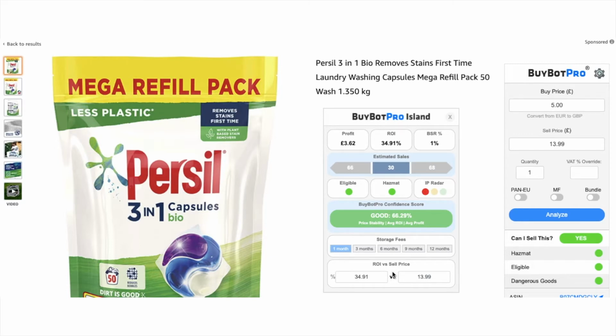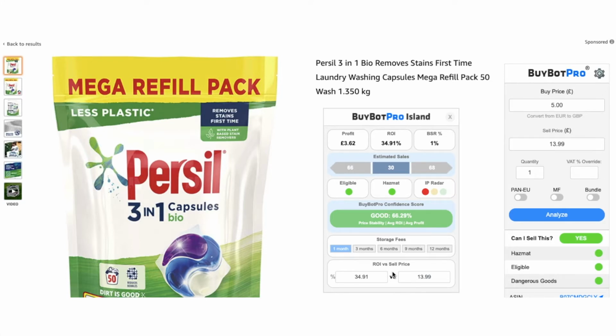So let's begin. I've chosen Persil as a good example today for this video because I know that Persil, looking at the IP radar in the past from BuyBotPro, I know for a fact that they are a restricted brand. So anyone that sells these products should be wary that Persil do protect their brand, and if and when they see you on their listings, they will give you an IP violation. So how can we know this moving forwards?